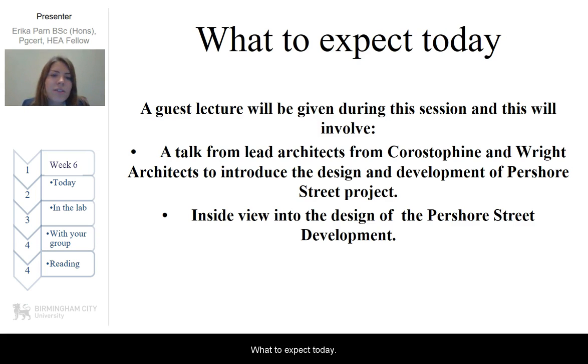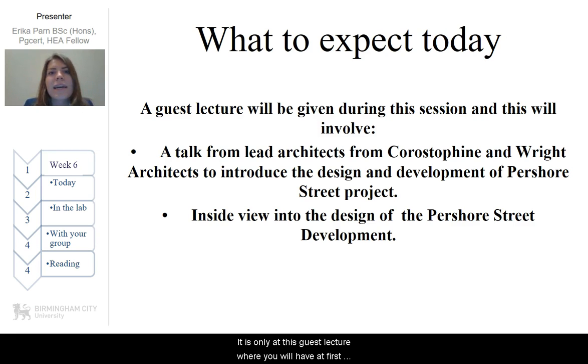What to expect today? Today's lecture will include a guest talk from Corstorphine and Wright architects. The head architect from Corstorphine and Wright will be attending to discuss the Pershore Street development. It is quintessentially important that every member of your group makes every effort to attend this guest lecture.